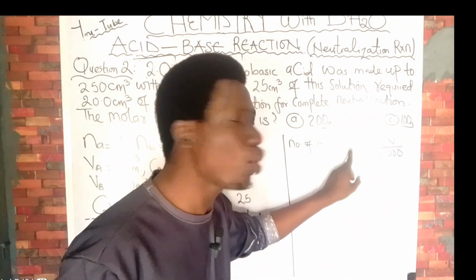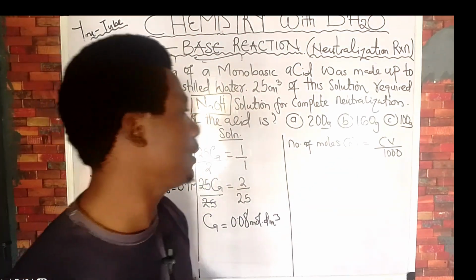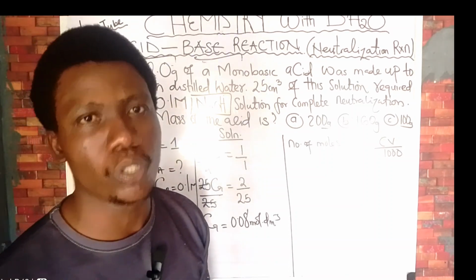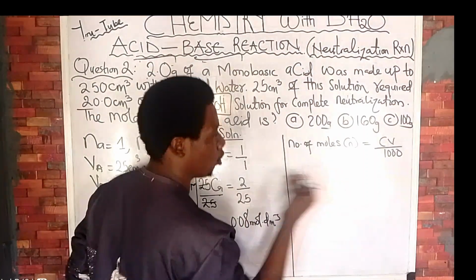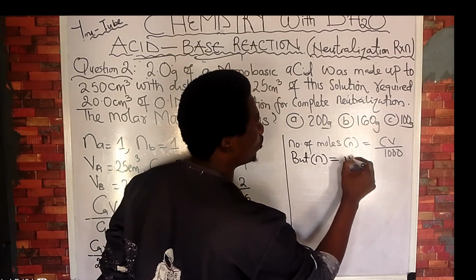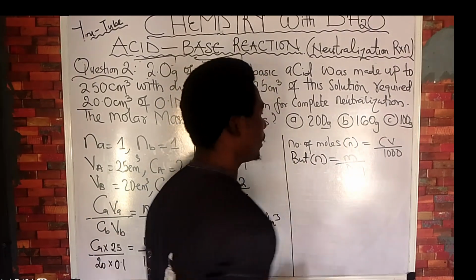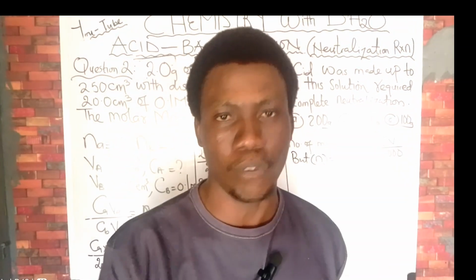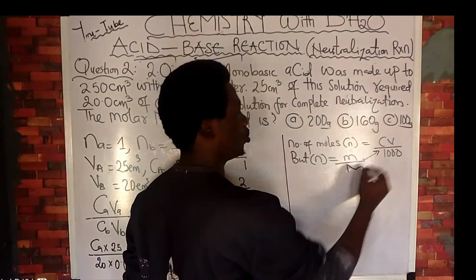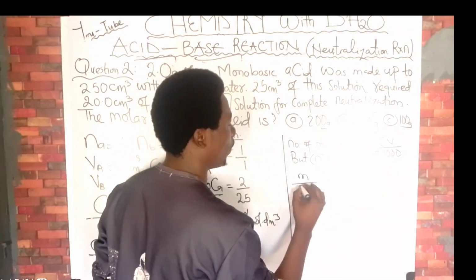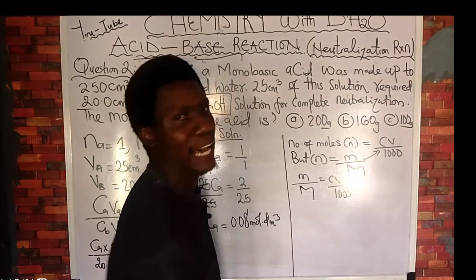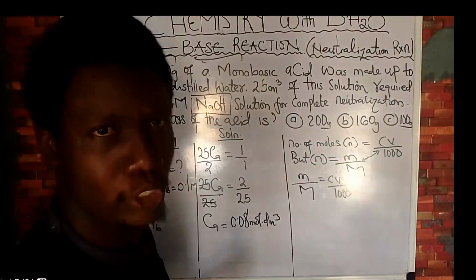The number of moles of any substance is the concentration in mole per dm cube multiplied by the volume in cm cube over 1000. Also, recall that this number of moles is also equal to reacting mass over molar mass. This reacting mass means the mass that dissolves over the molar mass. So if we combine these two, you get mass over molar mass is equal to Cv over 1000. Is that clear? Now, let's solve this question.